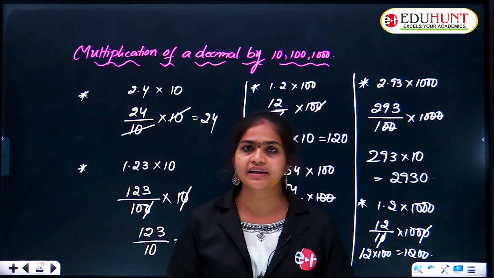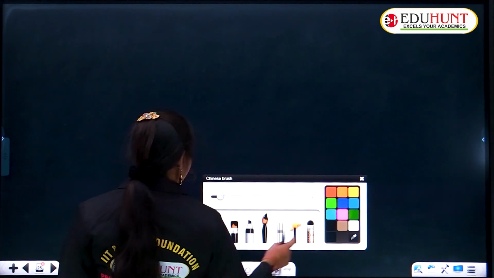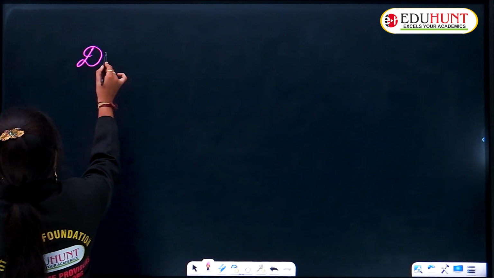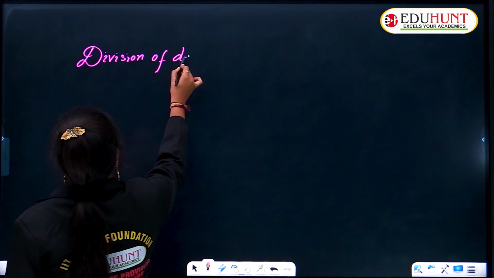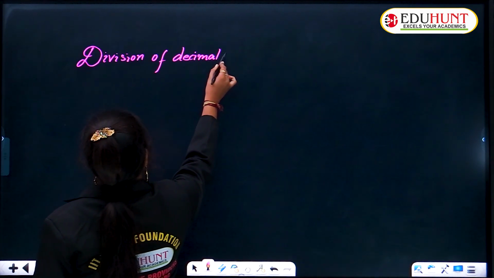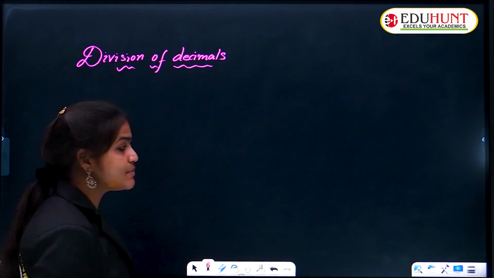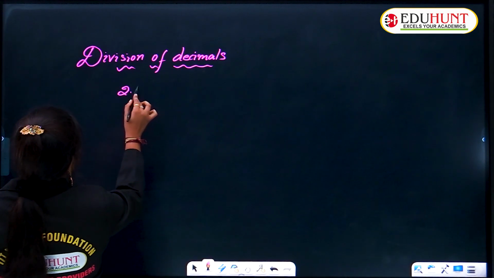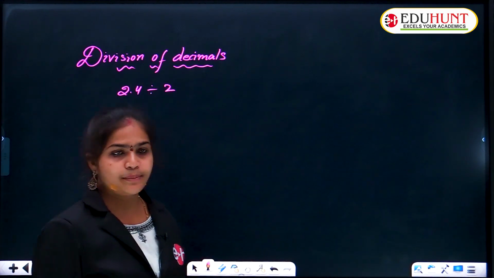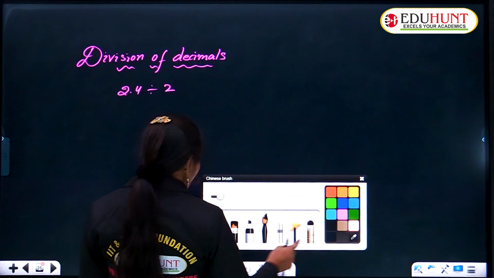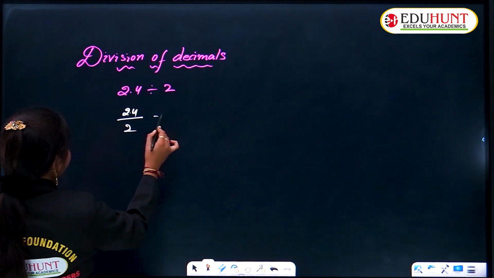Okay. Next we have the division of decimals. Division of a decimal by a number. For example, 2.4 divided by 2. How to write this? 2.4 divided by 2.